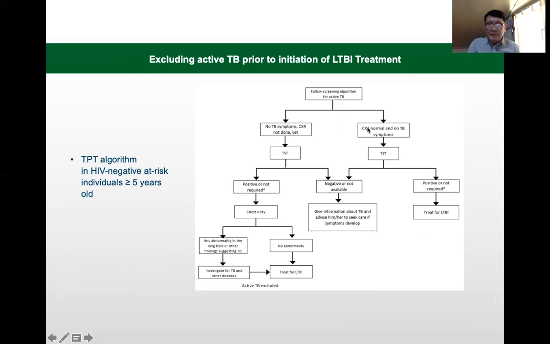Okay, if the X-ray is normal and there are no symptoms, you do the TST again. Once it is negative or TST is not available, give information about TB and advise him or her to seek care if symptoms develop. Okay, you just have to follow the algorithm, and you will not be lost. Just follow it. Then, if the TST is positive or not required, you can treat for LTBI.